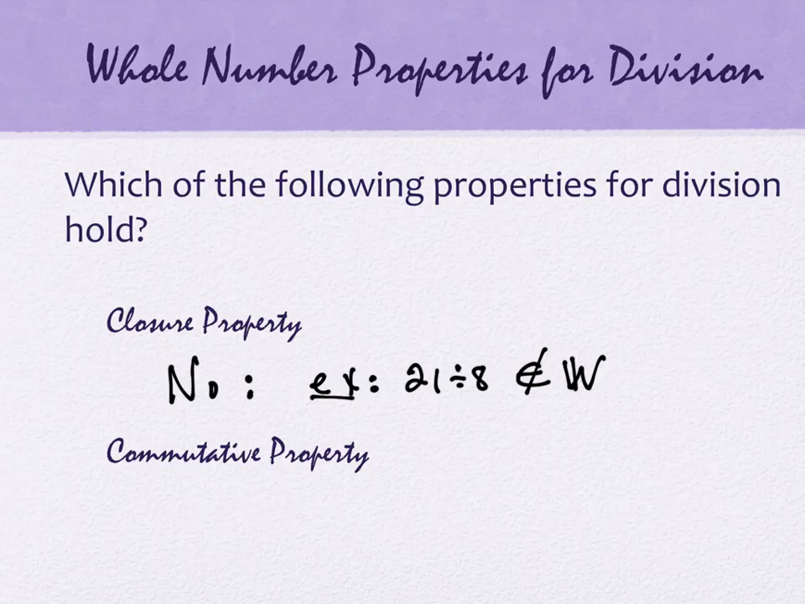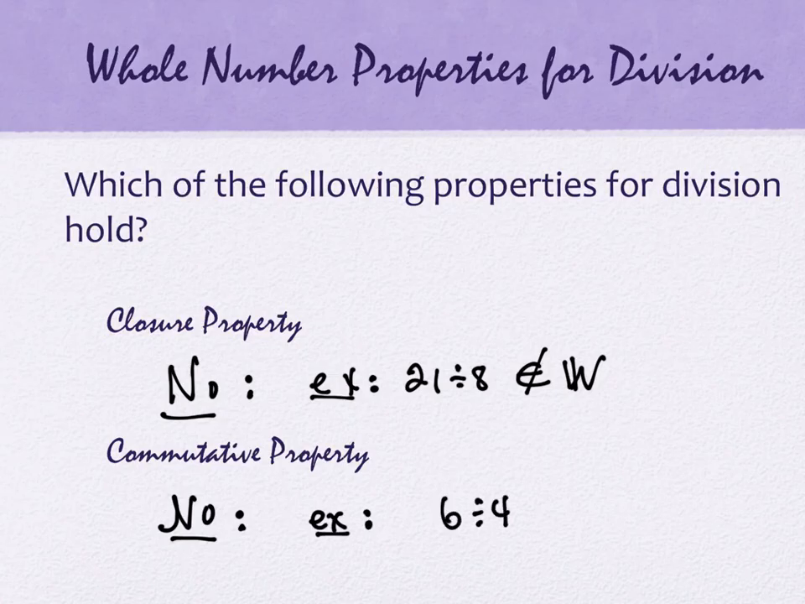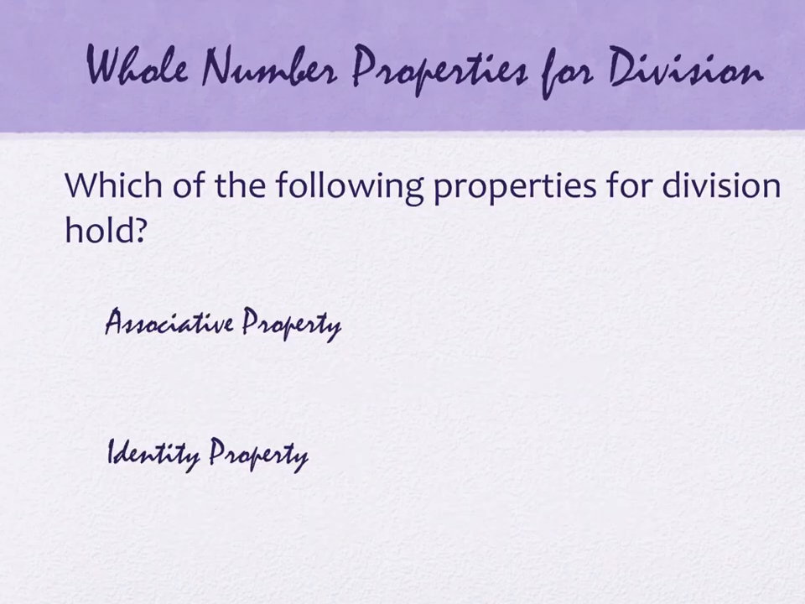Commutative. Does the order matter when you're doing division? Yes, it matters, which means this property doesn't hold, right? So this is a no. Can we do an example of where this won't work? 6 divided by 4 does not equal 4 divided by 6. True? Yeah. So the commutative property doesn't hold.